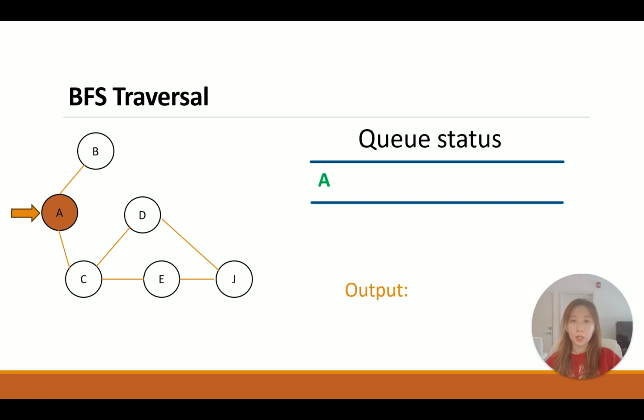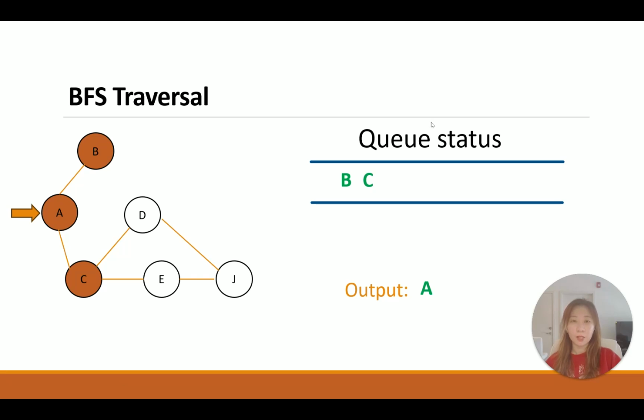We will explore A's unvisited neighbors, which are B and C. We add both to the queue and mark them as visited right away. And here we added B before C, assuming we follow alphabetical order. Now A has no more neighbors to explore, so we will dequeue A, and we will add A to our output. The output here represents the order of traversal.